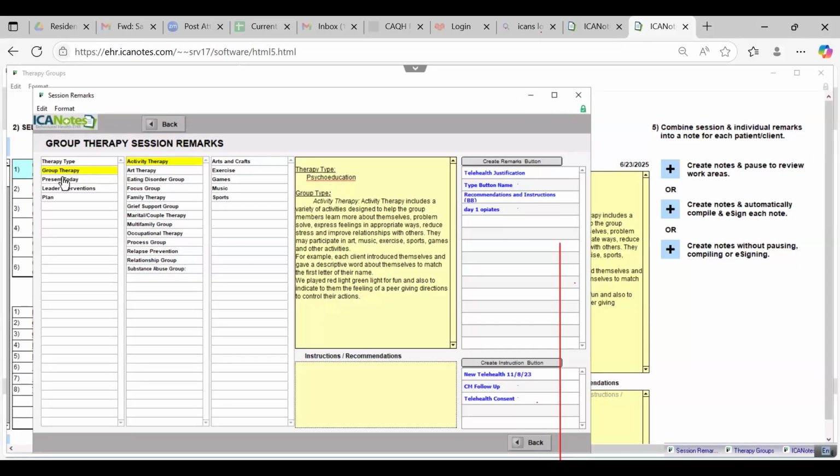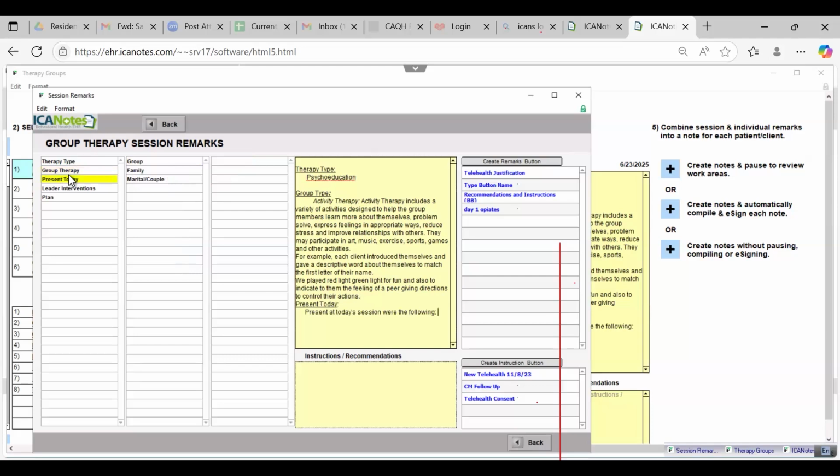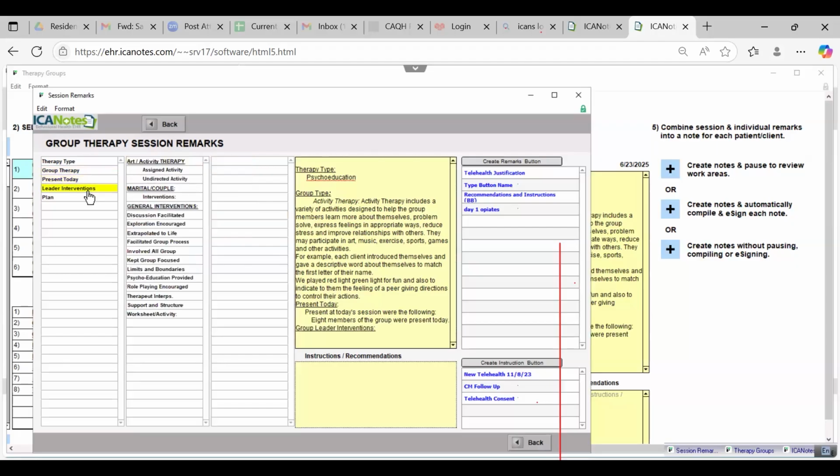The next thing we're going to go is present today. We're always going to do group, and however many members you have. Some of you may have a little bit more than are on here, and you can just type that in. For my group, 8 members. All right, leader interventions. If you look at the top, the leader is the QMHS, correct? Yes, that's the QMHS.